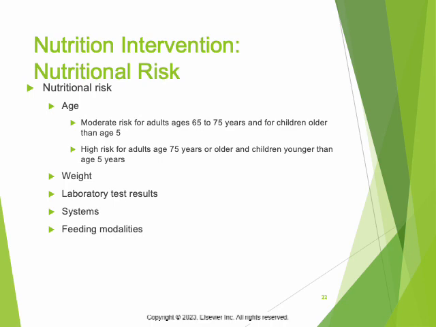So, things to consider for nutrition risk are their age, lab results, weight, body systems, and how we are feeding, or feeding modalities. So in terms of age, there are some age-related high-risk patients, especially those that are 75 years or older, and children that are younger than 5 years. We're also looking at the severity of their disorder. There are conditions affecting our various body systems that can pose either a moderate or higher nutrition risk.